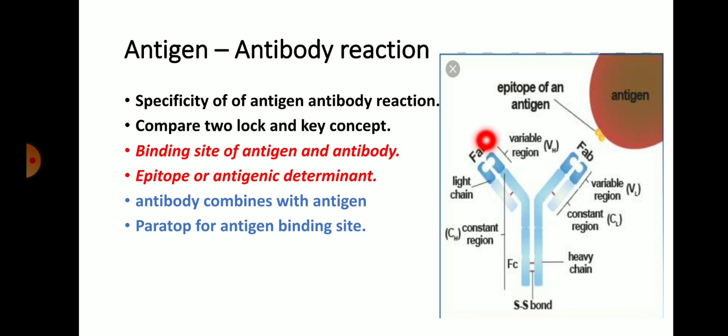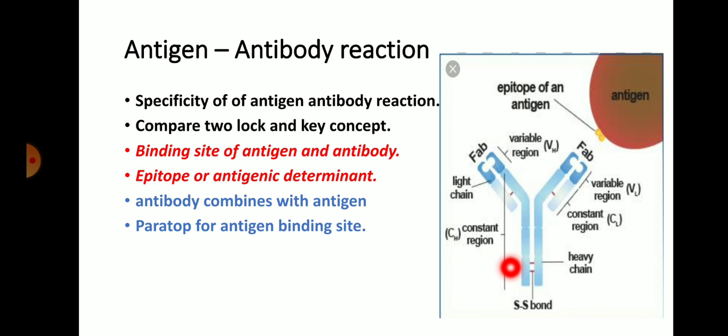First of all, they have the Fab region and the Fc region, where the Fab region means the fragment of antibody where the antigen binds. This Fab region has two kinds of chain, light chain and heavy chain. These light and heavy chains also contain two kinds of region, the variable region and the constant region. The constant region is the Fc region.